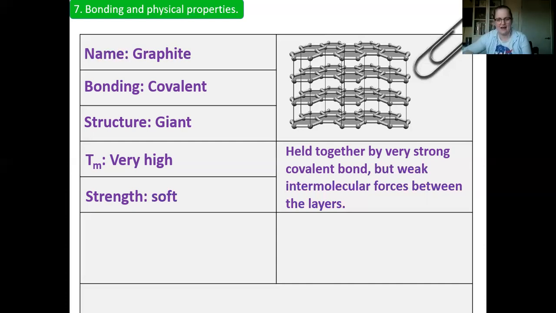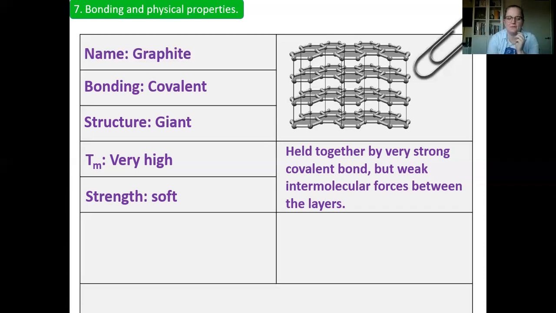These layers of hexagonal rings are held together by super weak intermolecular forces. What's really good about the layers is they're easy to slide over one another, and that makes it a useful lubricant. So we use it for pencil lead, which obviously isn't actually lead anymore, but because of this ability to slide, it can make marks on paper.